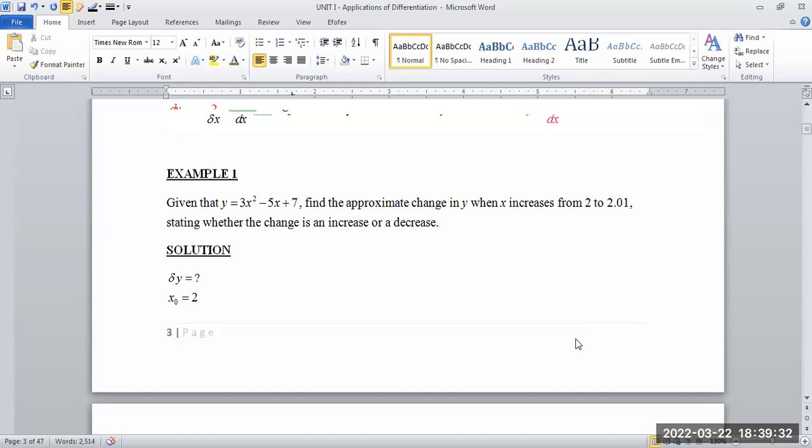So I'm looking at some small changes. It says, given that y is equal to 3x squared minus 5x plus 7, we need to find the approximate change in y when x increases from 2 to 2.01, stating whether or not this is an increase or a decrease.